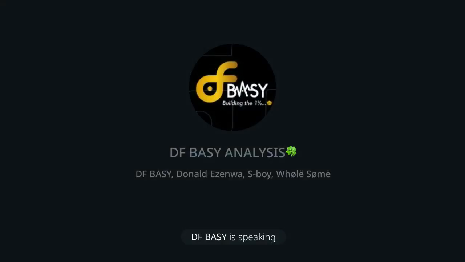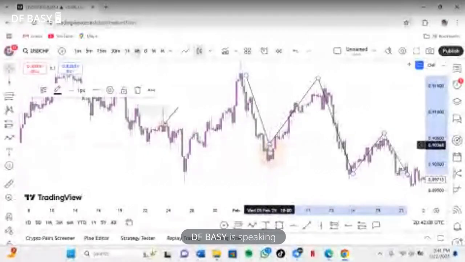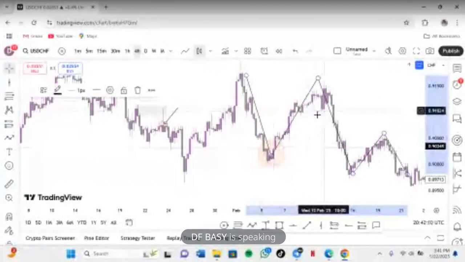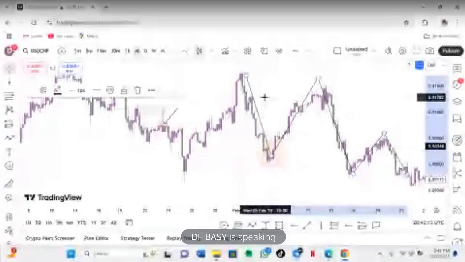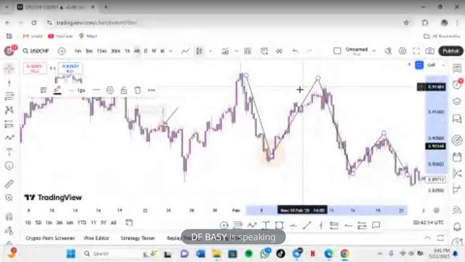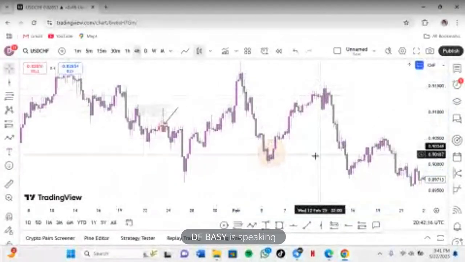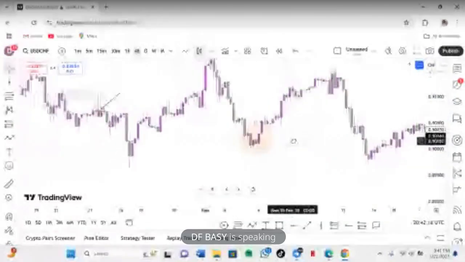So you can use the candlestick pattern as confirmation, as you can also use it as an exit strategy, etc. Right? So this is what the bullish engulfing looks like.